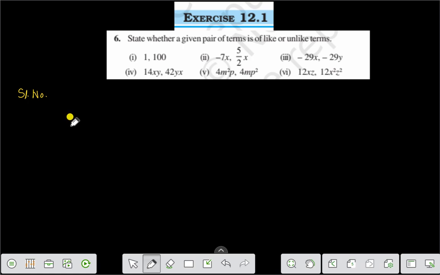And here you write the pair of terms. We can write here the pair of terms, and here you can write either like terms or unlike terms. Like terms or unlike terms, and like terms.